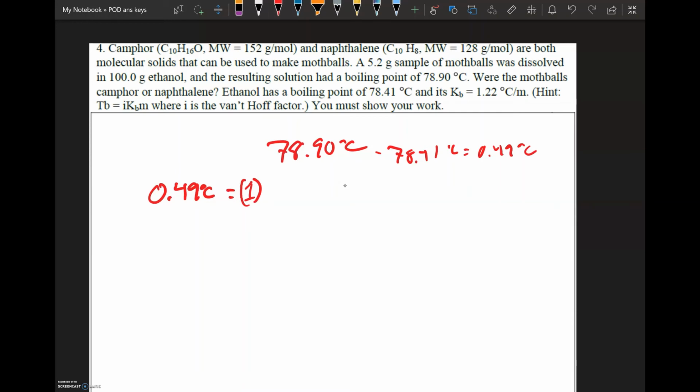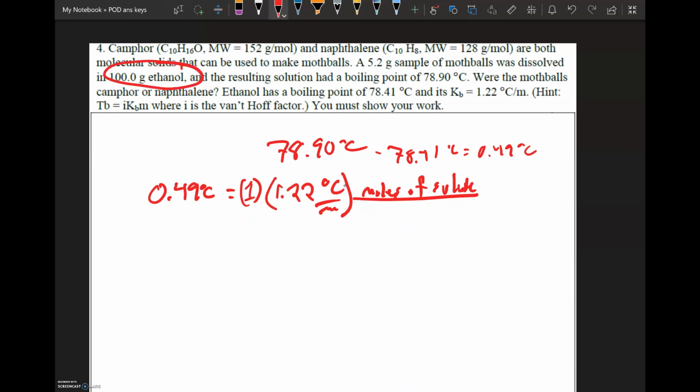We have Kb, which is 1.22 degrees Celsius per molal. And then we're going to have the molality. We don't know the compound, so the moles of solute is going to be our variable here, so we're going to put that on top. But what we do know is the mass of our solvent, which is 100 grams, and that's going to be 0.1000 kilograms. So now all we do is basically some algebra. We're going to solve for moles of solute here.